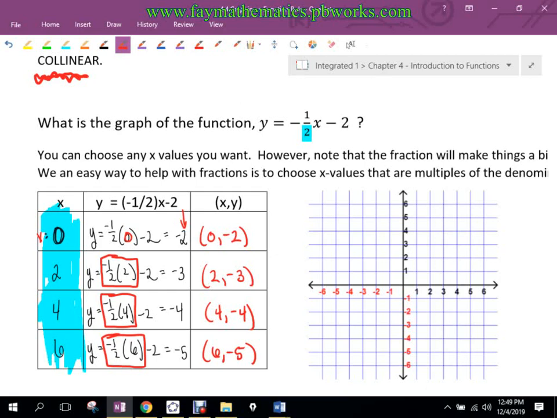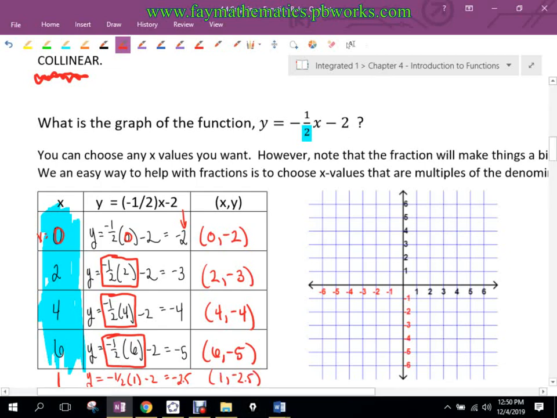Is it wrong to use 1? No. If I want to plug 1 in here, okay, I'll do 1 real quick for us. If I put 1 in as my X value, that's going to give me Y equals -1/2 times 1 minus 2. So it gives me -1/2 minus 2, which is negative 2.5. It works.